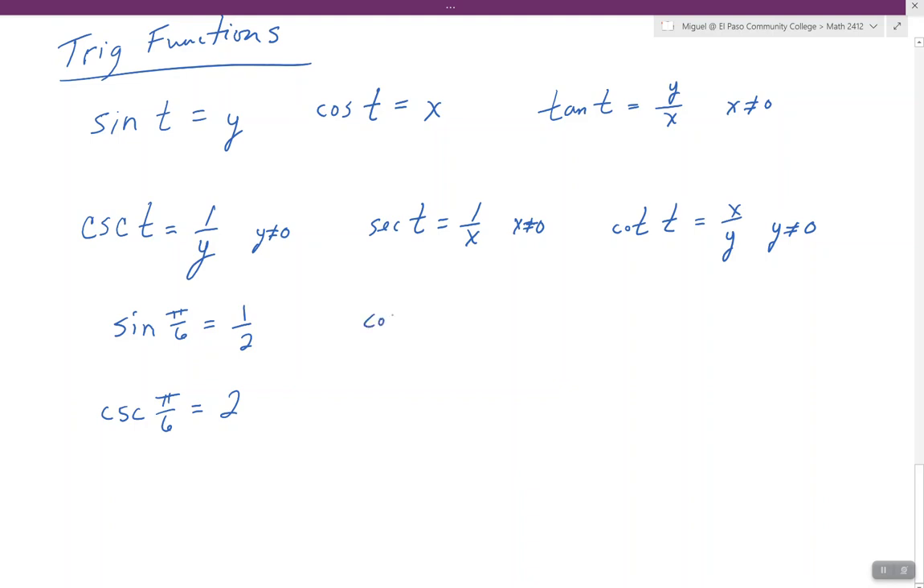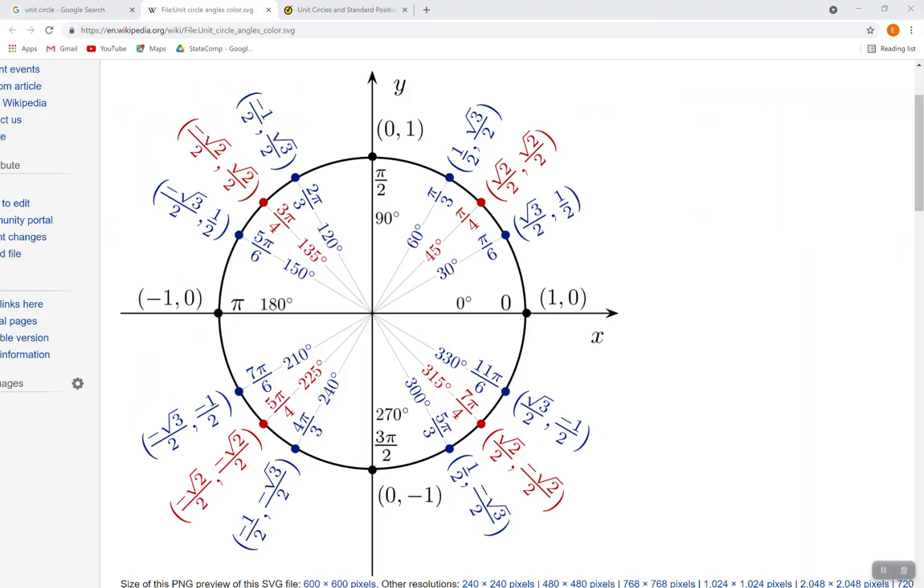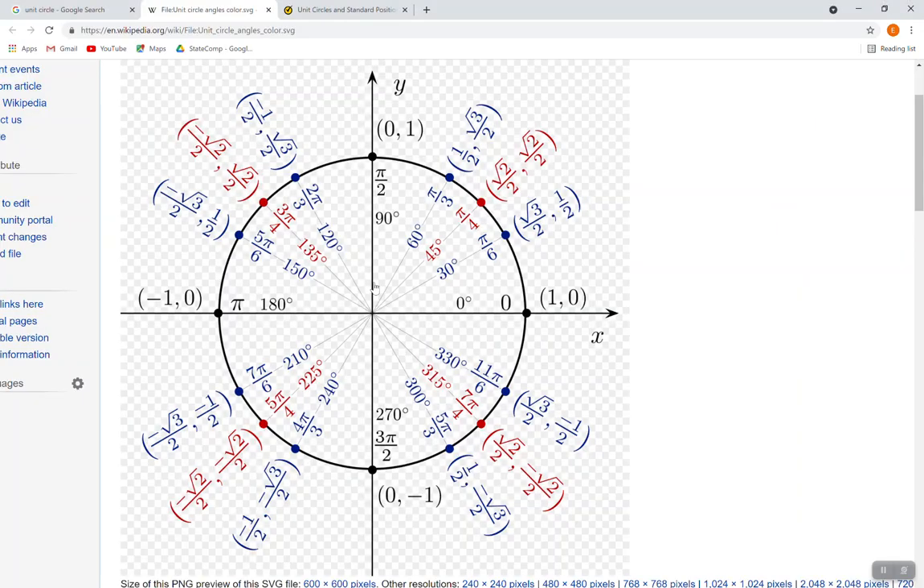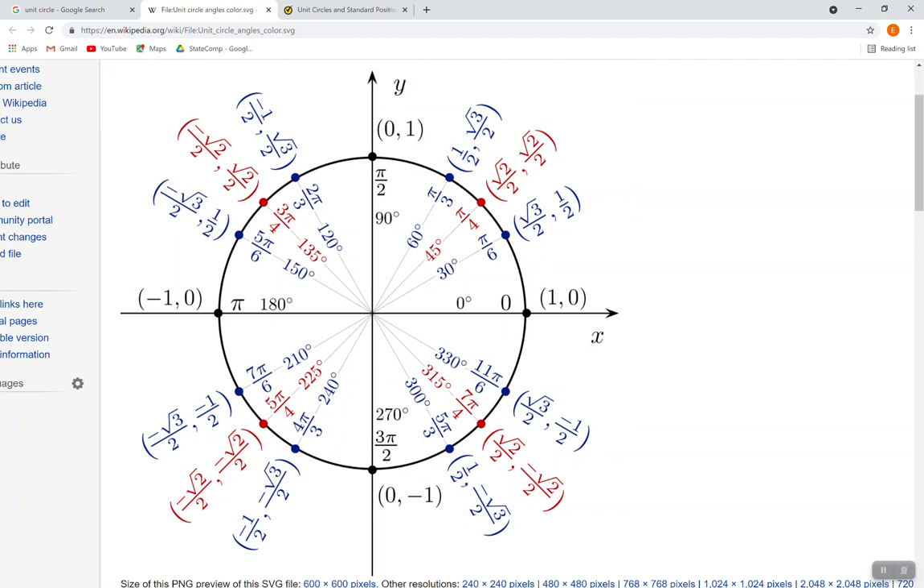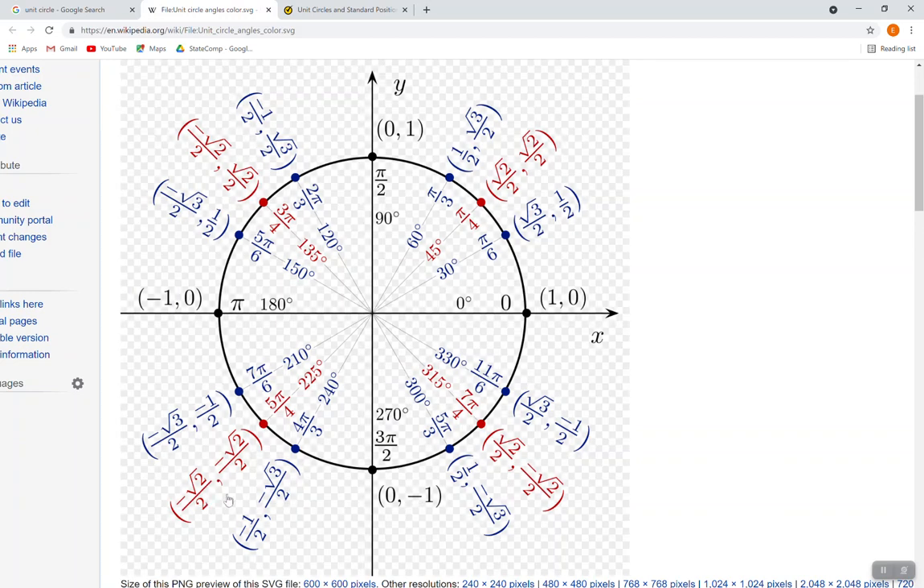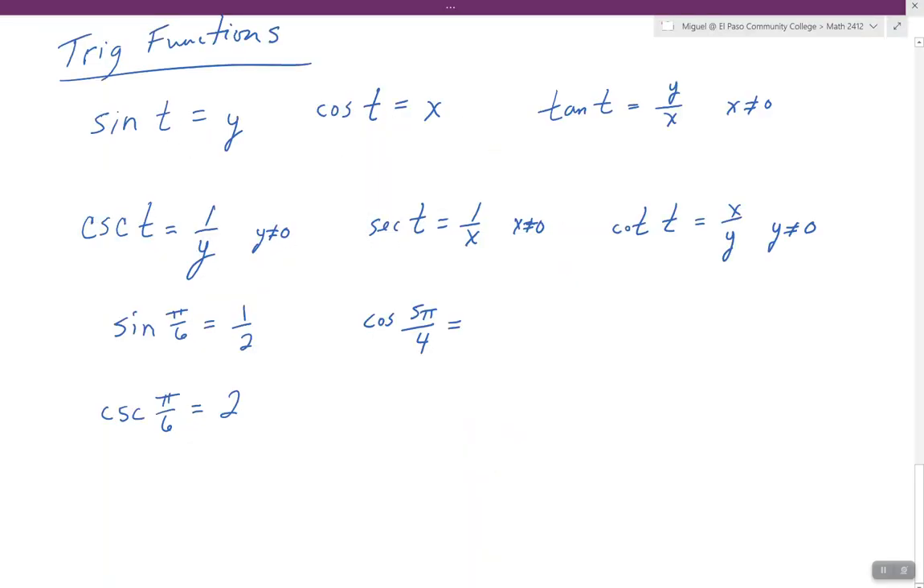Cosine of 5 pi over 4. That's 225 degrees. What is cosine, x or y? X. And here it doesn't matter, right? They're the same. So it's going to be negative square root of 2 over 2.